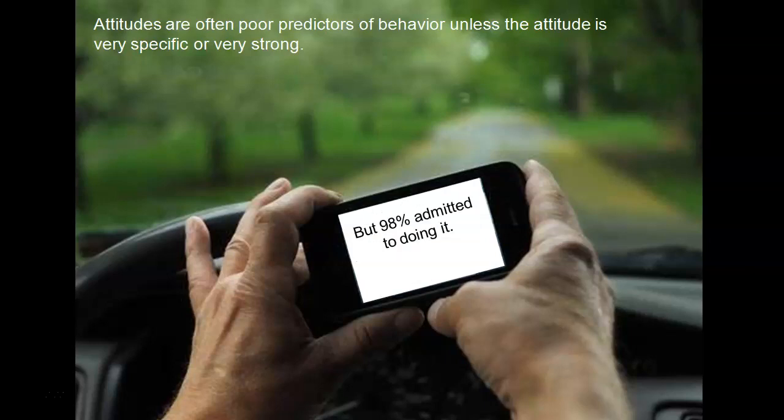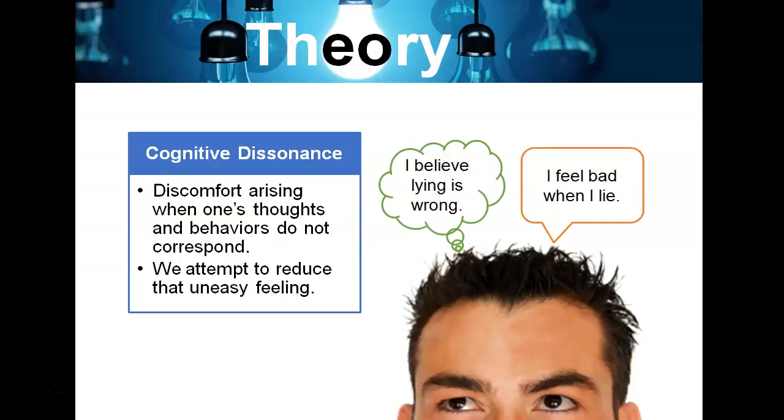However, 98% of the University of Kansas students admitted that they do it. So they know it's unsafe. They know it's potentially deadly. Everybody knows that. And yet most people still do it. And so this is an example where, even though we have this attitude that texting while driving is bad and unsafe, that's not predicting that we're not going to text and drive. Because, again, most people still do it, even though they have this attitude.